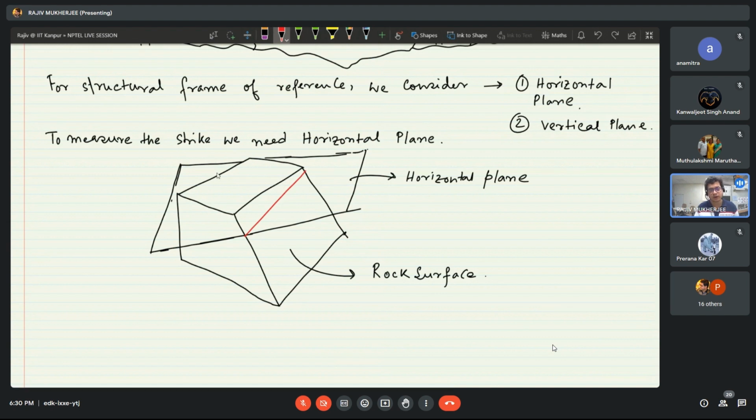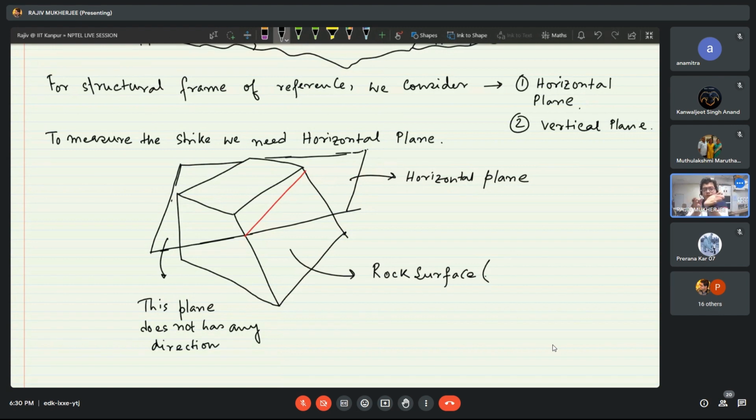Because even though the horizontal plane does not have any direction, right, this plane does not have any direction, but the rock surface definitely does, because it is definitely tilted in some direction.